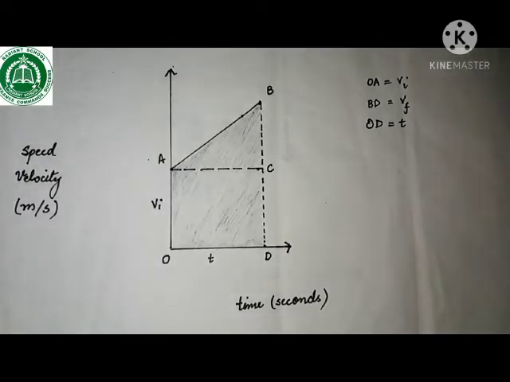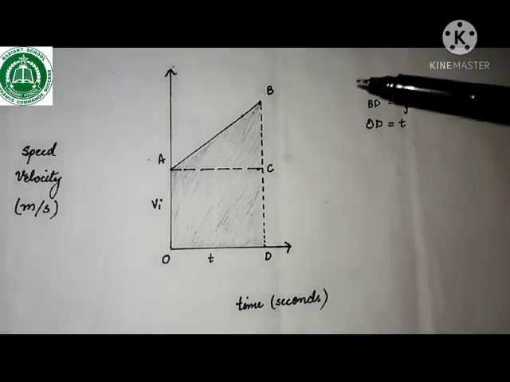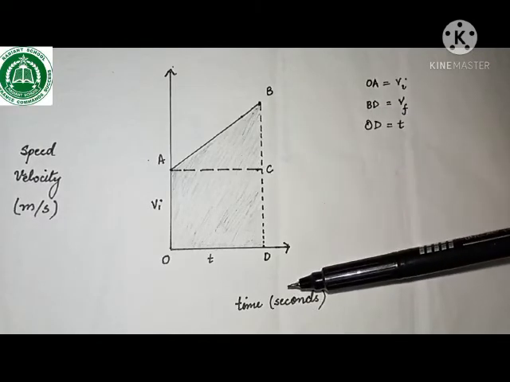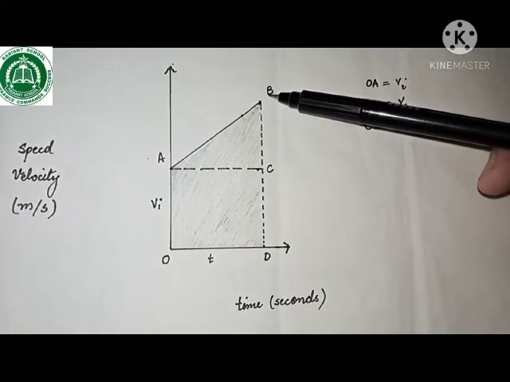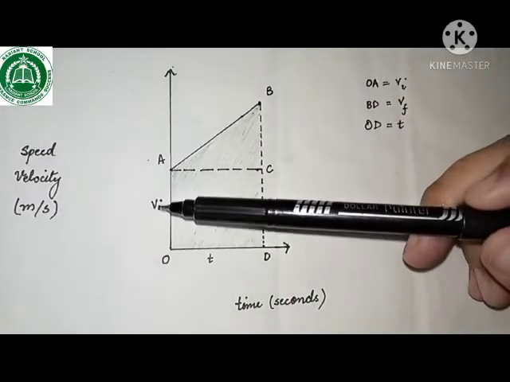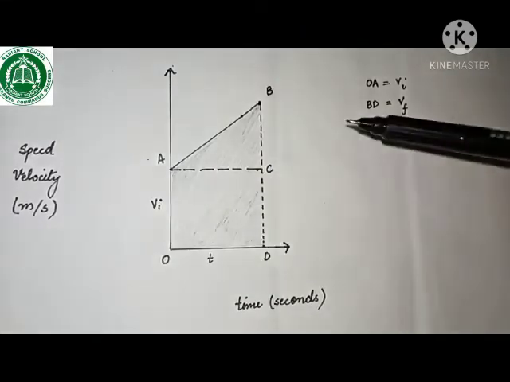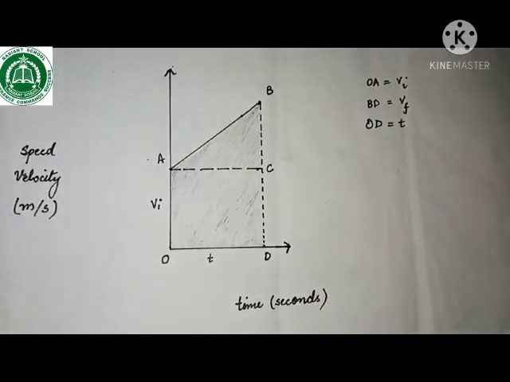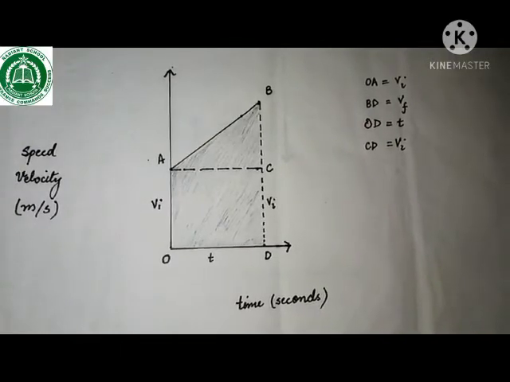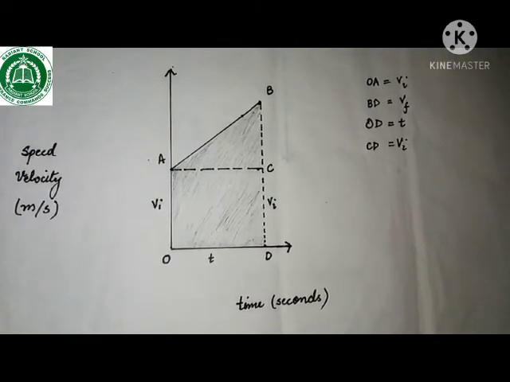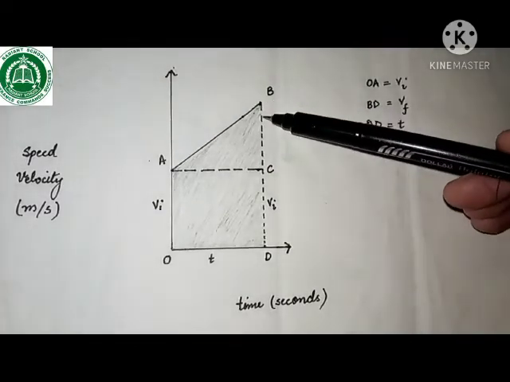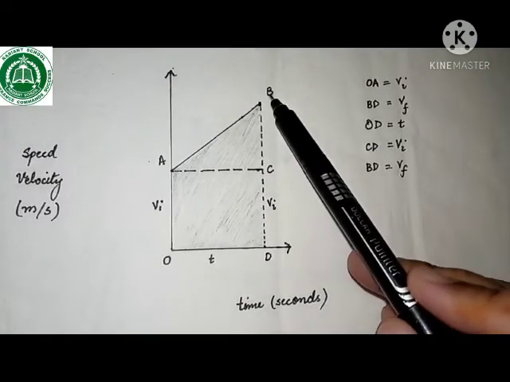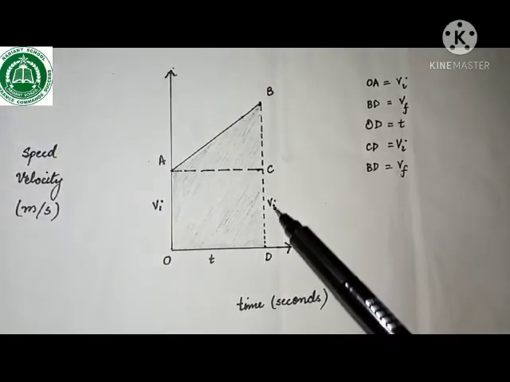Now, in this particular graph, let us discuss what is this length from C to B. As I told you earlier, B shows velocity is VF and A point shows the velocity is VI. As OA and CD are the parallel sides of the rectangle, CD will also be equal to VI. And the whole length BD equals VF. As you can see, this whole BD is the sum of BC and CD.